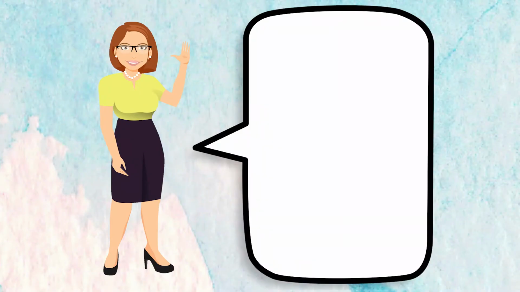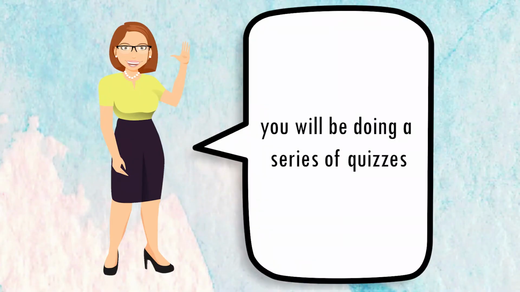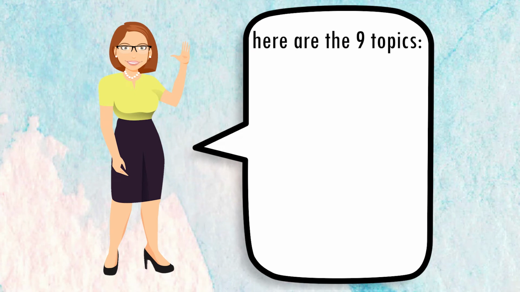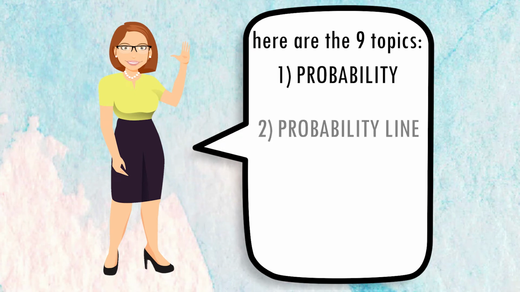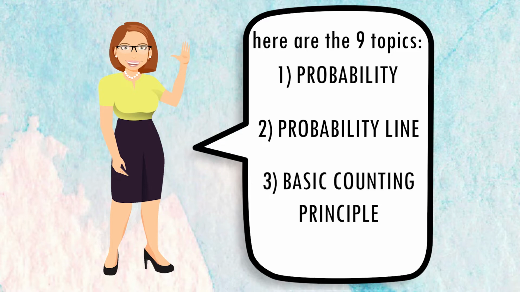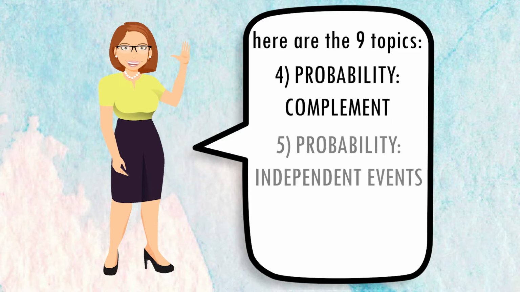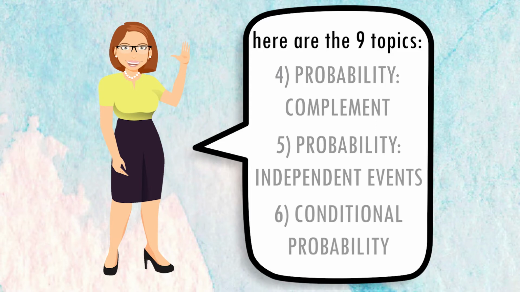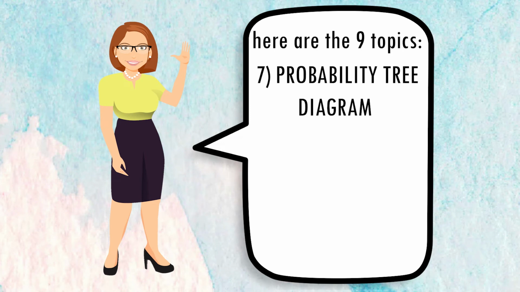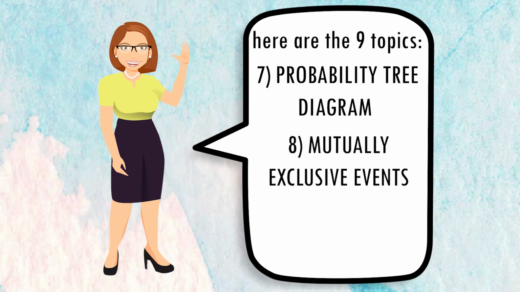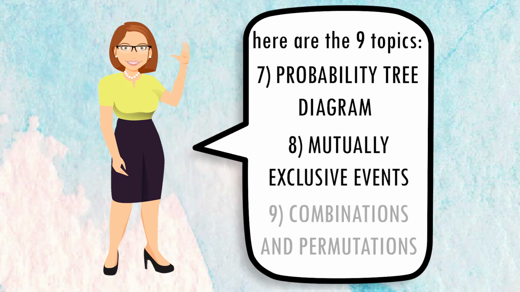In this video, you will be doing a series of quizzes. Here are the 9 topics to answer. These are probability, probability line, basic counting principle, probability complement, probability independent events, conditional probability, probability tree diagrams, mutually exclusive events, and lastly, combinations and permutations.